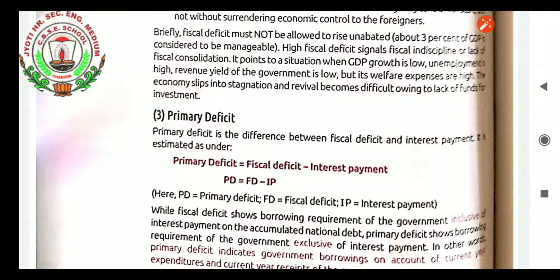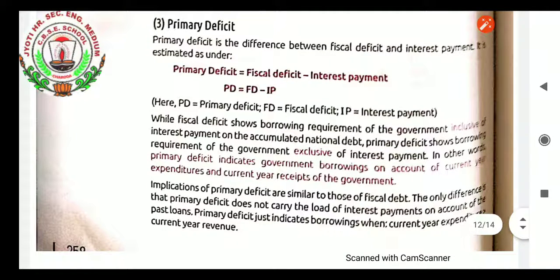Primary deficit. When we talk about primary deficit, it is the deficit which is the difference between fiscal deficit and revenue interest payment. It is estimated as: primary deficit equals fiscal deficit minus interest payments. While fiscal deficit shows the borrowing requirement of the government inclusive of interest payment on the accumulated national debt, primary deficit shows the borrowing requirement of the government exclusive of interest payment. In other words, primary deficit indicates government borrowings on account of current year expenditure and current year receipts of the government. Implications we will learn in the next class.